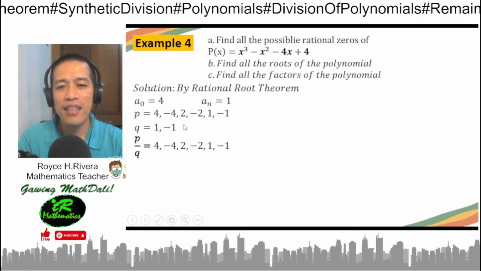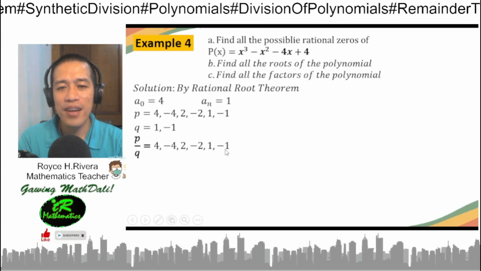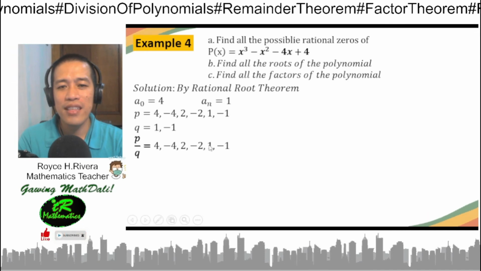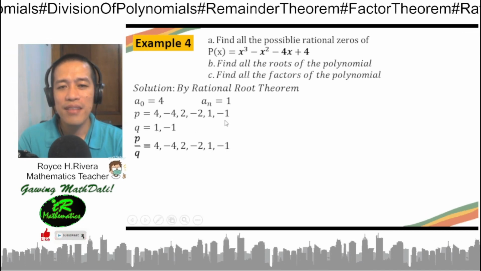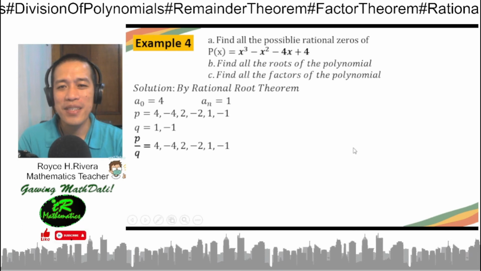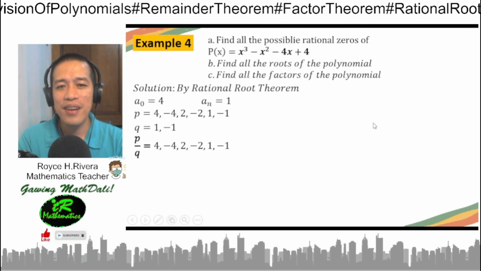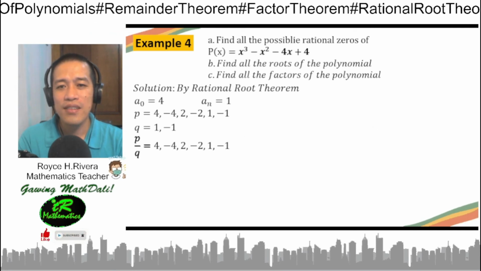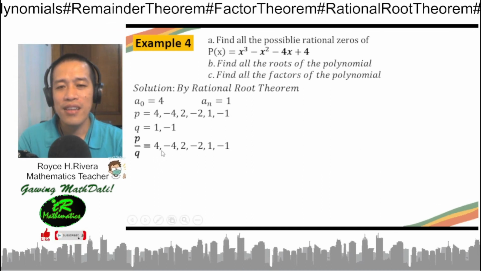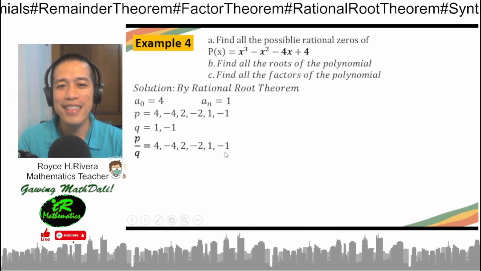The ratio of 1 and negative 1. 1 over negative 1 is negative 1. And the ratio of negative 1 and 1 is negative 1. The ratio of negative 1 and negative 1 is 1. Tapos na tayo sa listing of possible rational zeros of the polynomial. So, the possible rational zeros of the polynomial are 4, negative 4, 2, negative 2, 1, and negative 1.